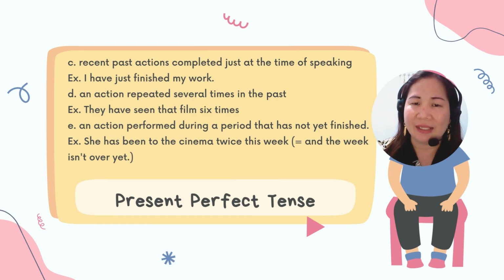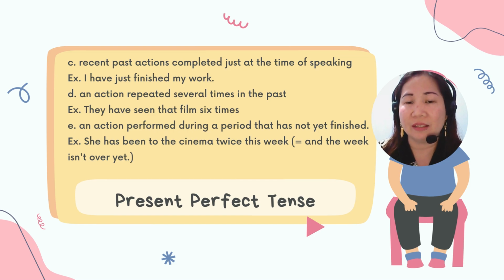Okay, so letter D, an action repeated several times in the past. They have seen that film 6 times. Our time signal here is 6 times, and our subject is they. That's why we take have. And then the past participle of see is seen.